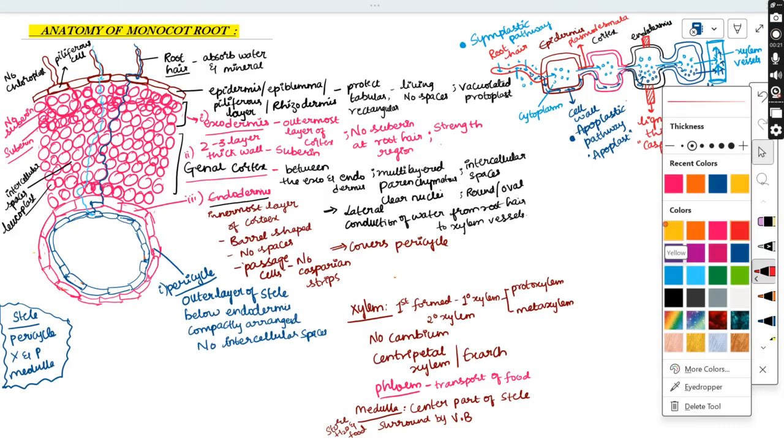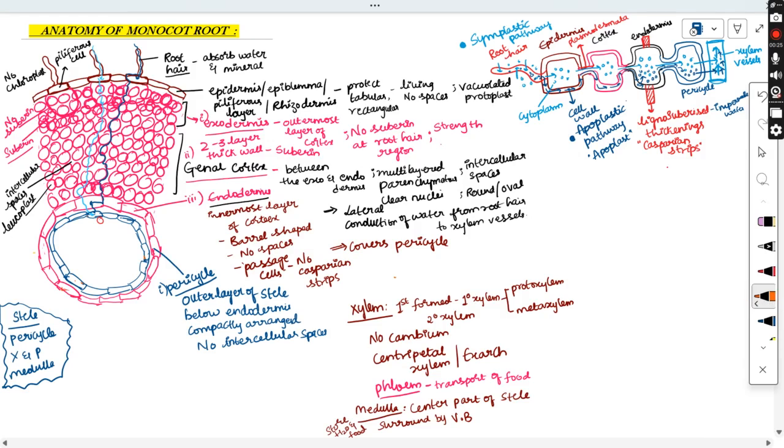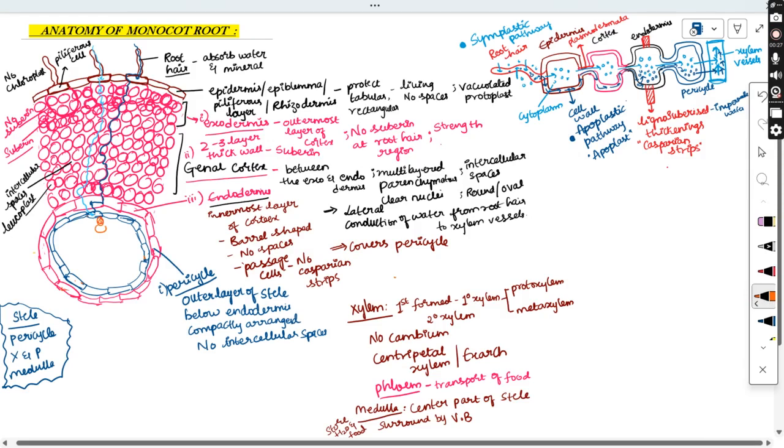As we discussed, the dicot root will be showing strands of xylem. Here the protoxylem is towards the peripheral side, whereas the metaxylem is towards the center side. In the dicot root, we have seen 4 strands of xylem, but in the monocot, more than 6 to 8 strands can be seen. There we call it a tetrarch. Here we call it the polyarch.